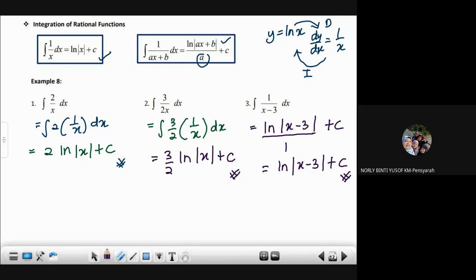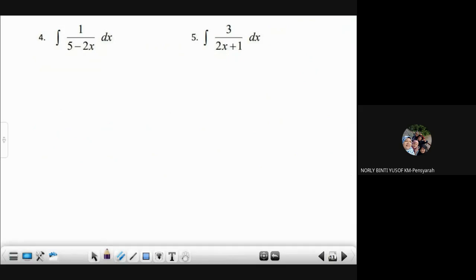Okay kan? Okay, so remember lah, integration of reciprocal of 1 over x ataupun x power of negative 1, you memang dapat ln x. You tak boleh pakai basic rule yang mula-mula you jumpa kat integration, that the power you add, then the power that you add, you divide. Okay, so kita tengok pada next example, nombor 4 dengan 5.